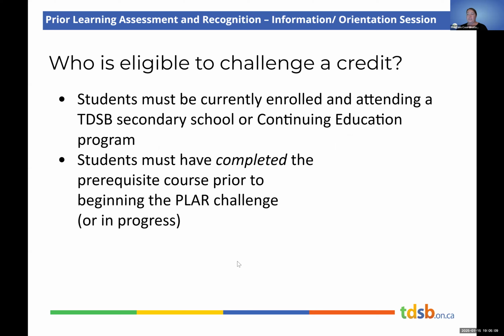To be eligible, students must be currently enrolled and attending a TDSB secondary school or a continuing education program such as night school or summer school. Students must have completed the prerequisite course or be in the progress of completing the prerequisite course prior to the beginning of the PLAR process. For example, if a student wants to challenge and receive a grade 11 biology credit, the student must have completed or be in the process of completing the grade 10 science credit.